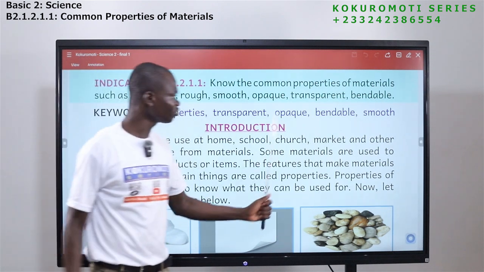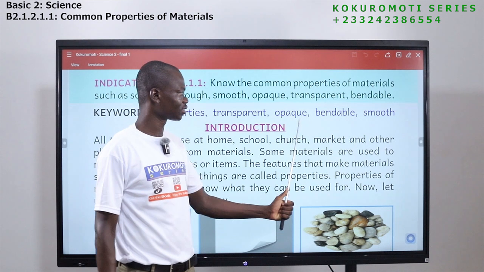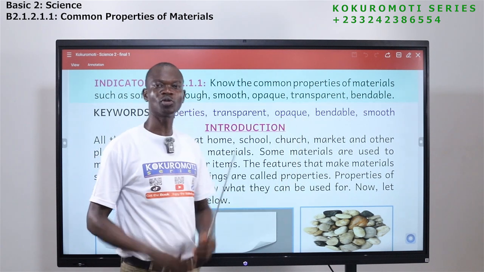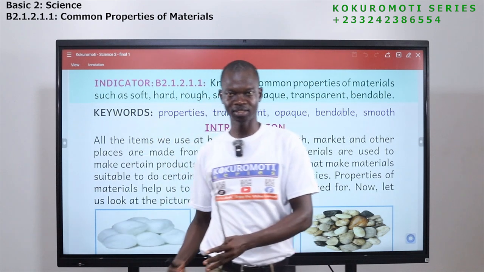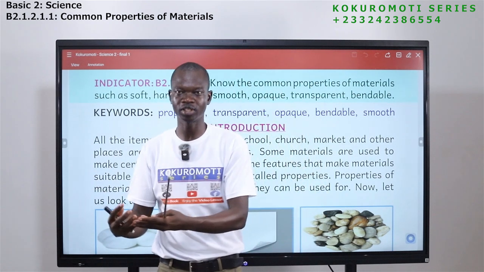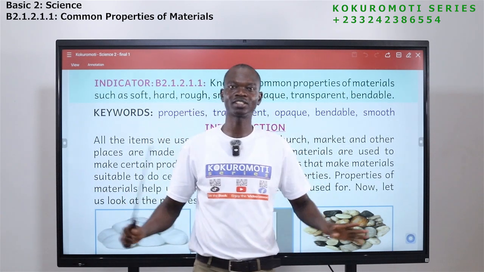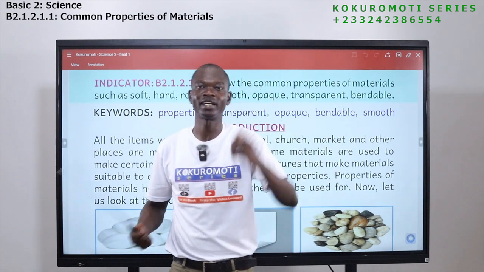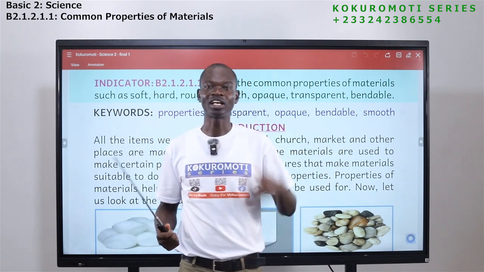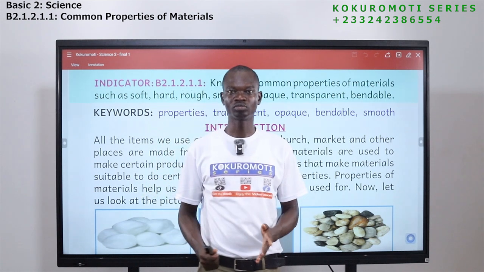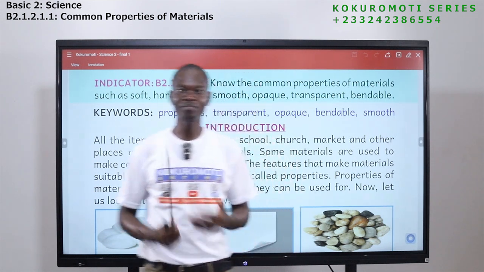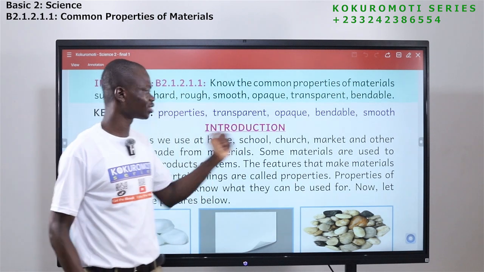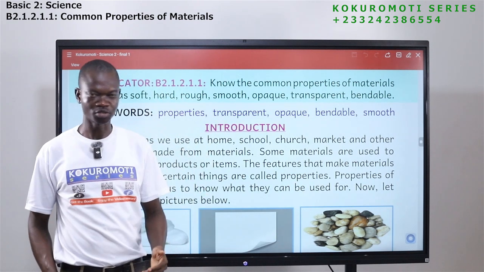Okay, now the next word is opaque. All of you, opaque. So opaque is the opposite of transparent. For transparent, we can see through them. But opaque materials are materials that we cannot see through. Example, metal. Can you see through metal? No. Can you see through wood? No. So opaque materials are materials that we cannot see through, but transparent materials are materials that we can see through.